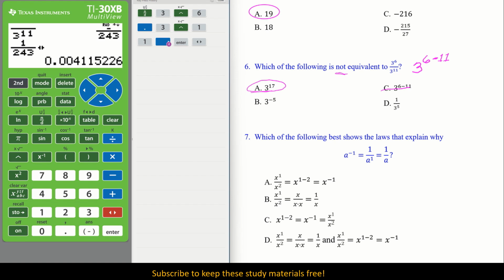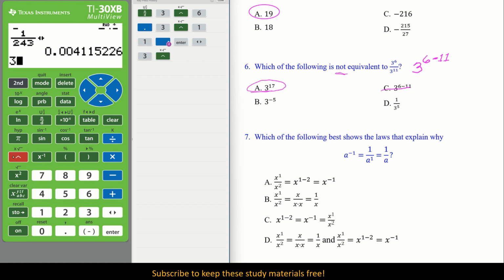So let's take A and put it in the calculator. So that would be 3 caret up to the 17. Push enter. Obviously, absolutely not the same number. And it says which one is not. But let's double check the others. All right. So let's do option C, the one I wrote out.